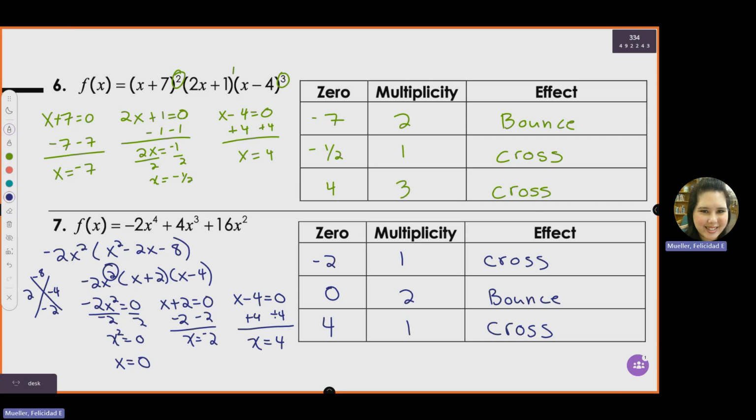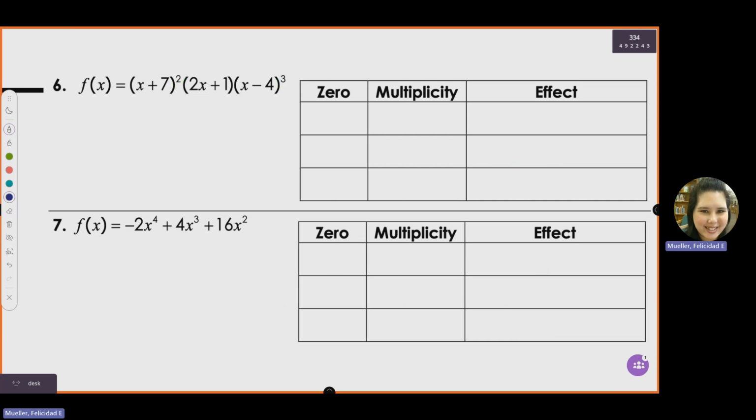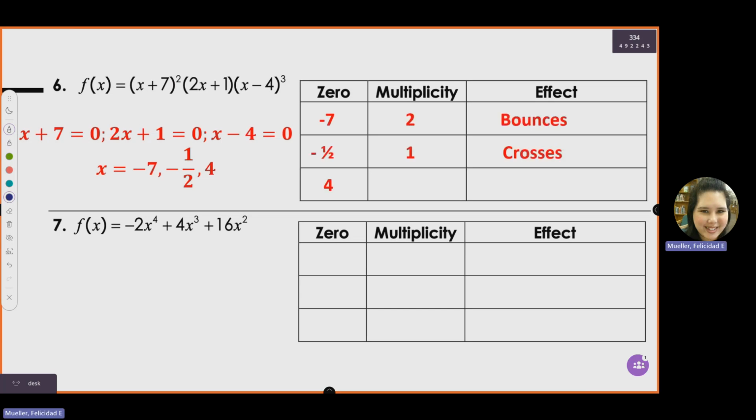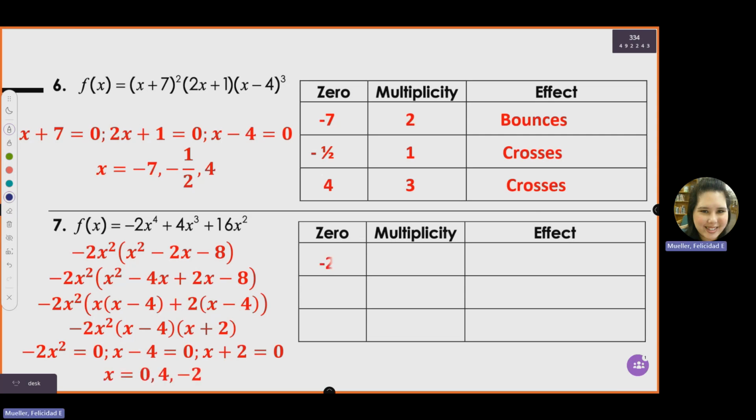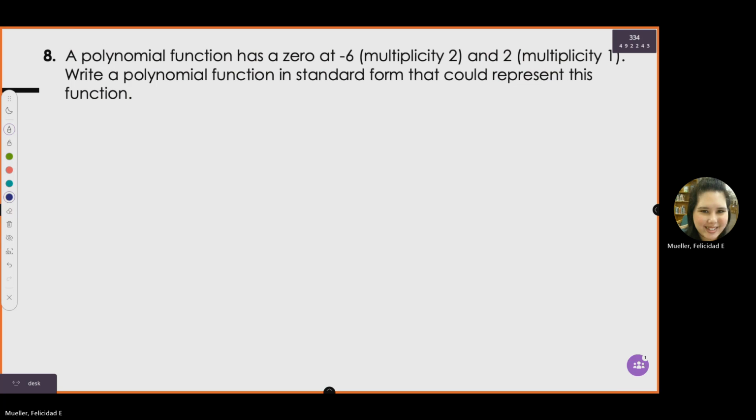Okay, pause the video as needed, but we're going to go ahead and take a look at question number 8. Oh, look at that. I didn't realize I had these filled in. So if you still didn't get it, I did include the factoring by grouping in this one, for those that needed to see it. Moving on to number 8.